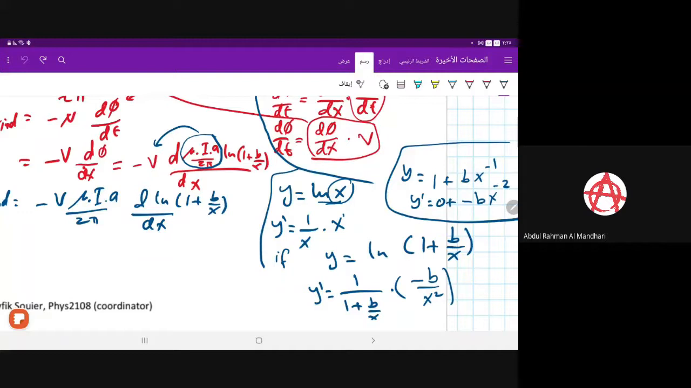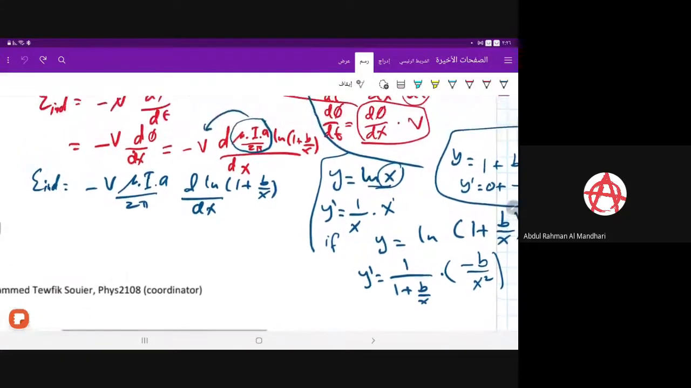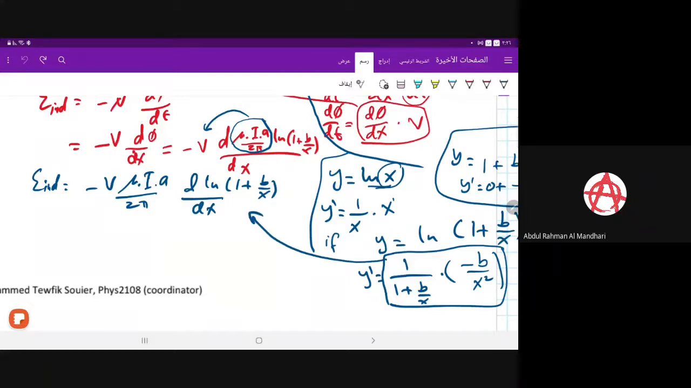Now what we got from the math is that we have 1 over that function as well as the first derivative of that function. Okay. And because we have a minus sign here, this minus sign will carry over. So let's write this now. All of this we write here, the first derivative of that function. Okay, so this will be minus v mu naught I into a over 2 pi into all of this: 1 over 1 plus b over x into minus b over x squared.